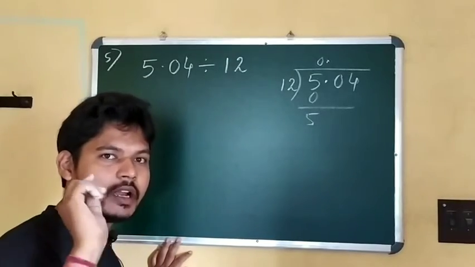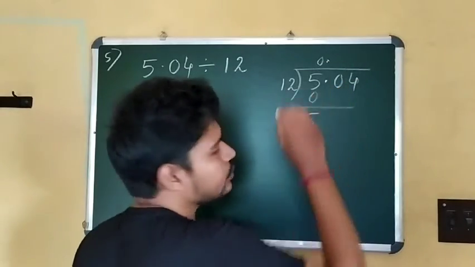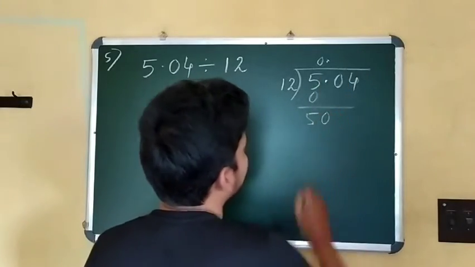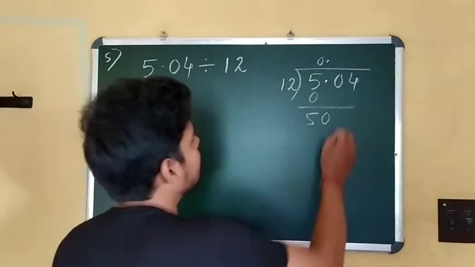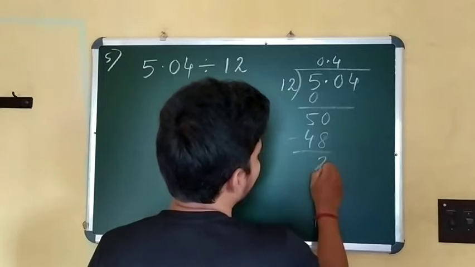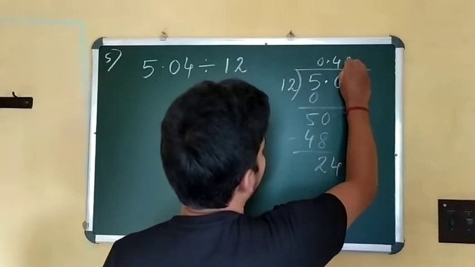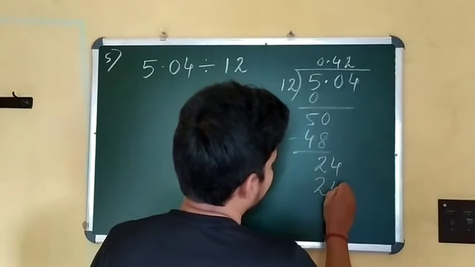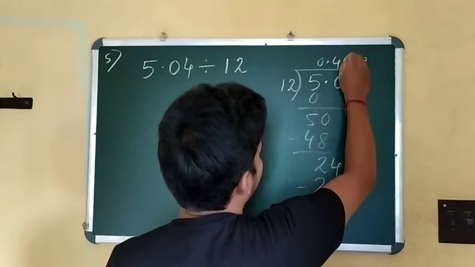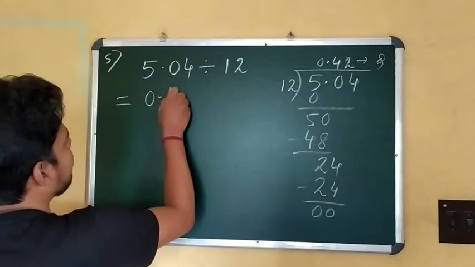You must remember this: until you shift the decimal point at the quotient place, you cannot take the other digits which are written after the decimal point. Okay. Then you take 0. So 4 into 12, that is 48, minus, 2, then 4 comes down, 12 into 2, that is 24. So our remainder is 0 and the quotient is 0.42. So in this division the answer is 0.42.